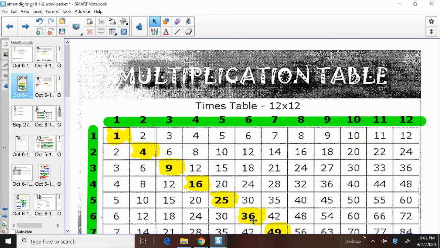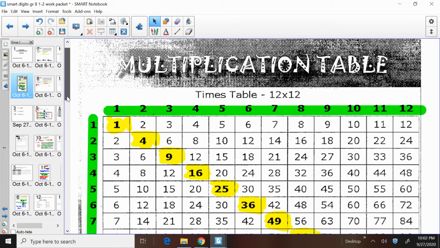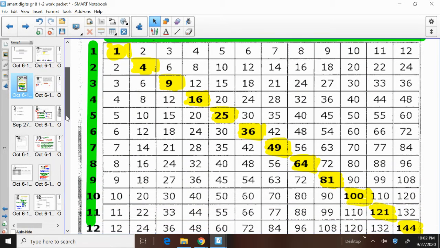Hello students, this is a video to explain what perfect squares and square roots are, and square roots that are not perfect squares. What we first have to look at is a multiplication table, and you'll notice that on this multiplication table there are numbers on the diagonal that are highlighted with yellow: 1, 4, 9, 16, 25, 36, 49, 64, 81, 100, 121, 144. And they go in a perfect diagonal line down. Those are the first 12 perfect squares.